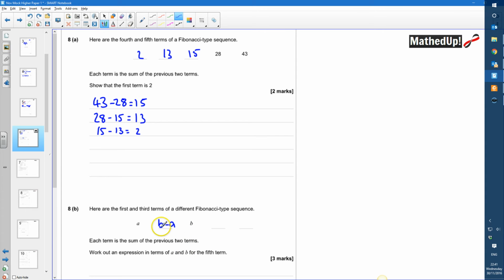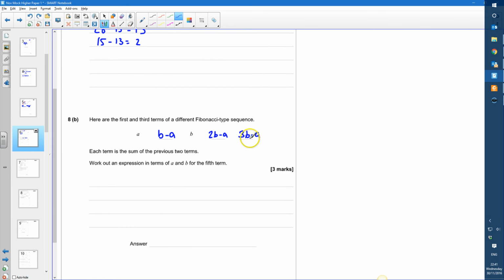Okay, so now we can add these two terms together to give us this one. So B take away A plus B is going to be 2B take away A, and then B plus 2B take away A is going to be 3B take away A. And that's going to be our expression over here. It's going to be 3B take away A for the fifth term.